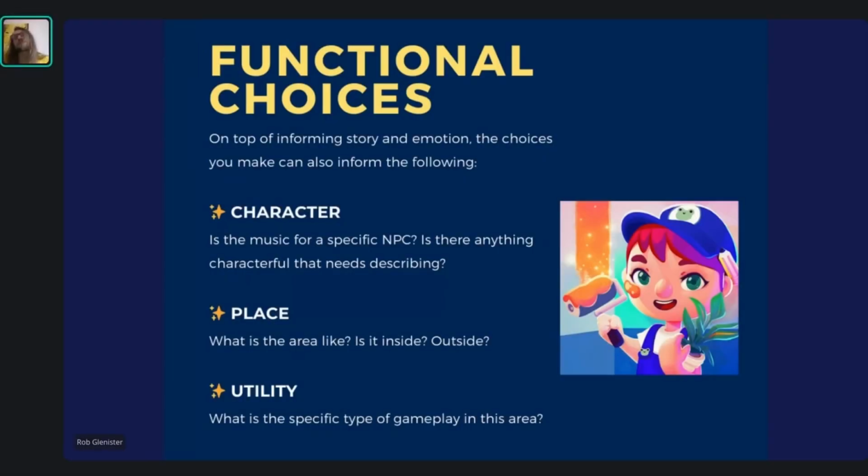So now it comes down to practical applications of what you're writing in this game. On top of informing story, emotion, all of those choices, everything that we've researched, the instrumentation, all of the things we talked about, don't forget that there are other things that can inform the musical choices that you make as a composer. I break it down into three main things: character, place, and utility.